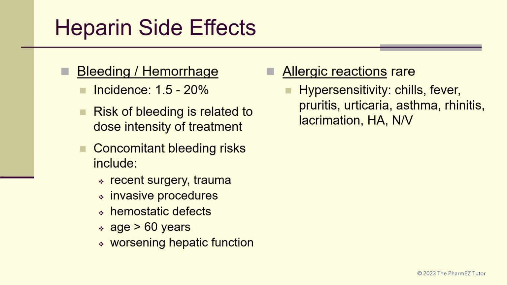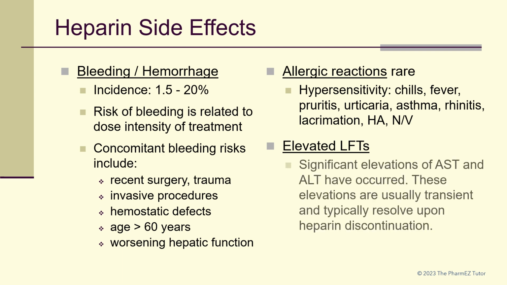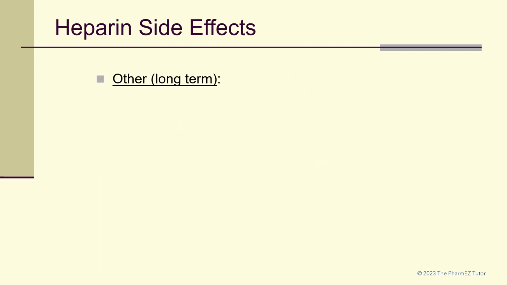Hypersensitivity reactions with chills, fever, pruritus, urticaria, asthma, rhinitis, lacrimation, headache, and nausea and vomiting. It can also cause elevated liver function tests. Significant elevations of the AST and ALT have occurred. These elevations are usually transient and typically resolve upon heparin discontinuation.